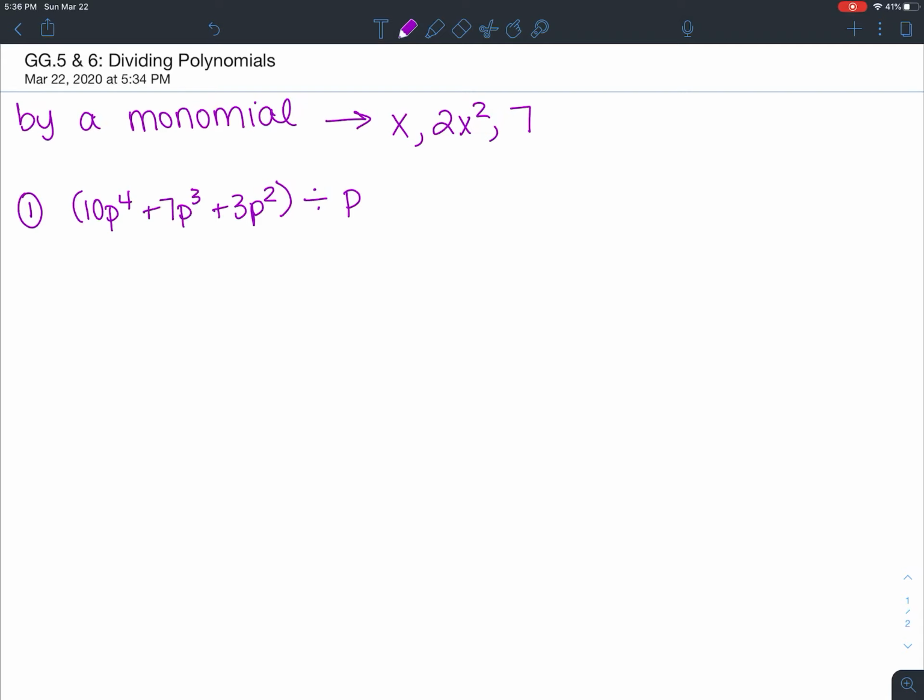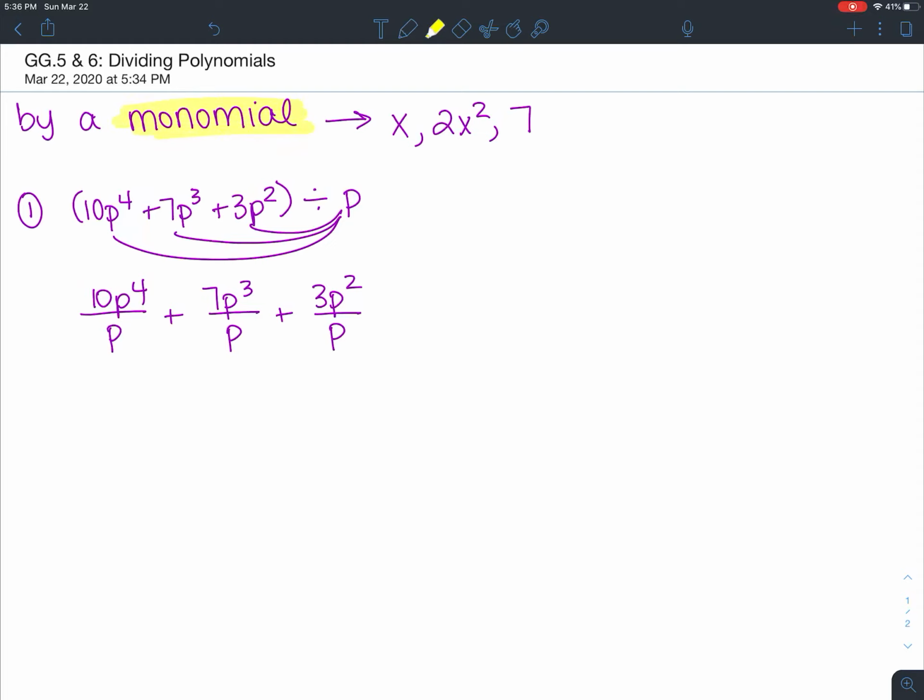Because this is a monomial, very similar to if I was multiplying, I can basically distribute this to all of them. So I'm going to write this as 10p to the fourth divided by p plus 7p cubed divided by p and plus 3p squared divided by p. And again, this is only because it is a monomial that I can do this.